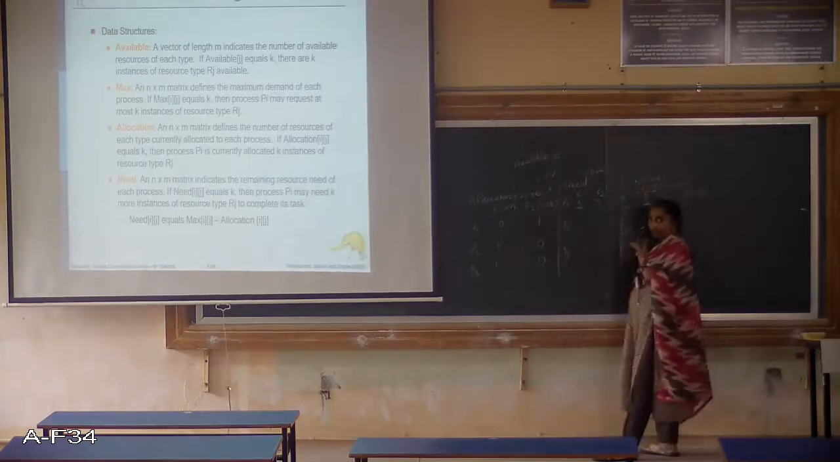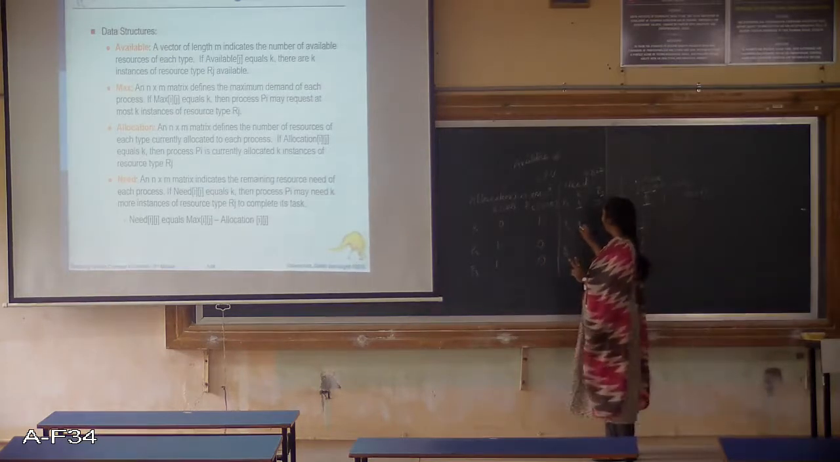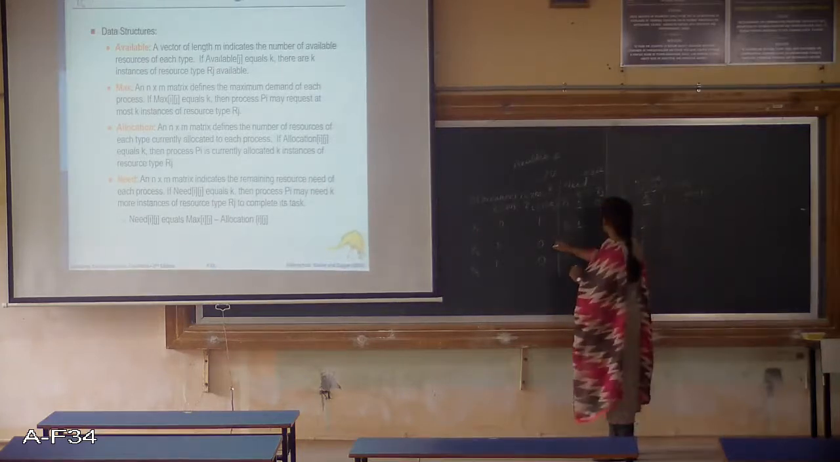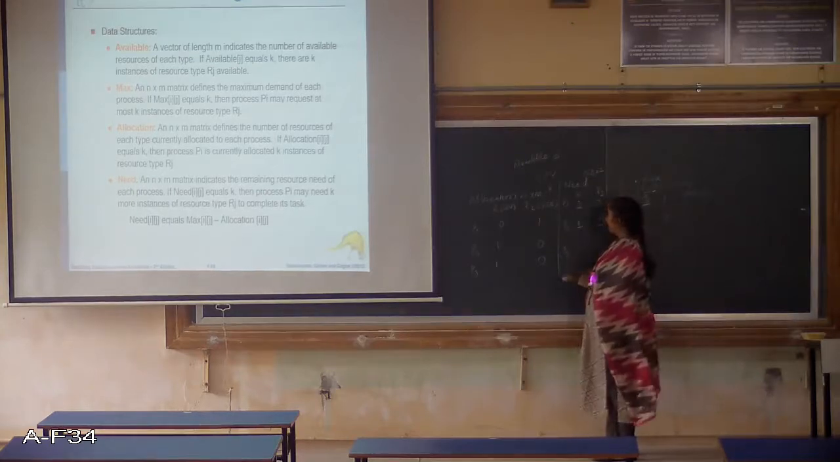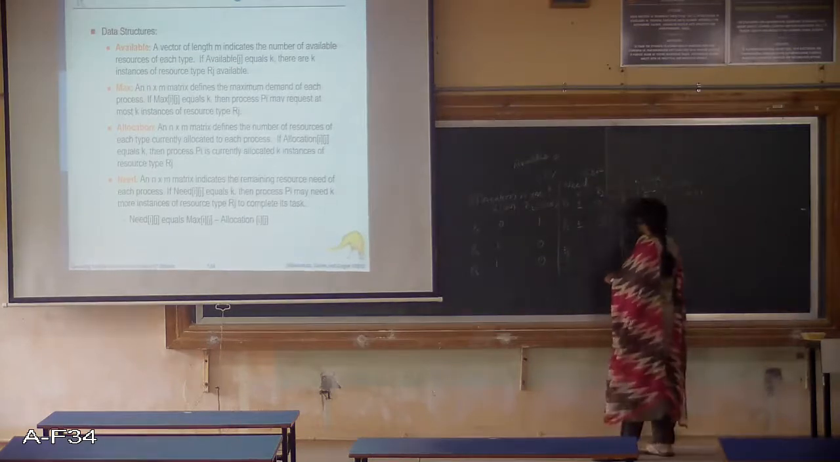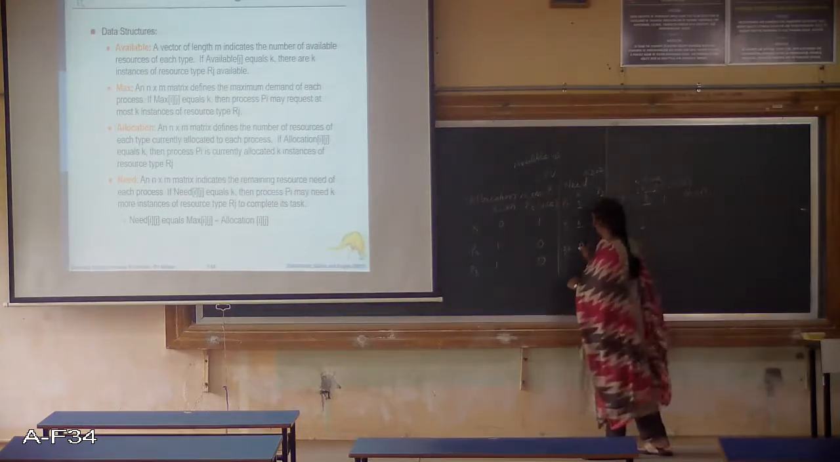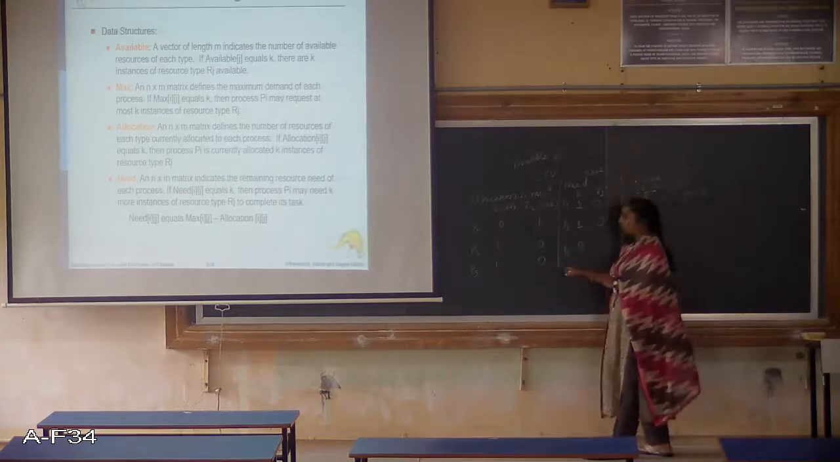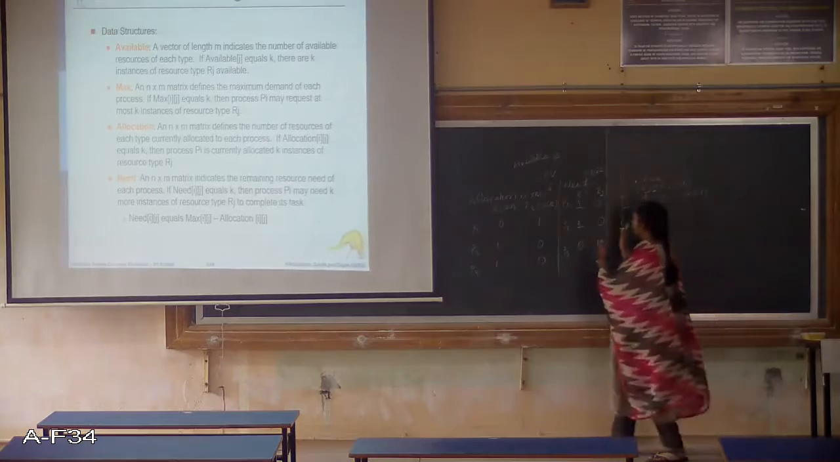Next one, P2. P2 requires, at max, two CPUs and you have already allocated it one. So in future it will ask you for one more CPU. And USB ports, it does not require any, so 0. Next one is P3. P3 requires one CPU. You have already allocated one CPU, so 1 minus 1, 0. And USB ports, it requires one. You have not allocated anything, so 1.